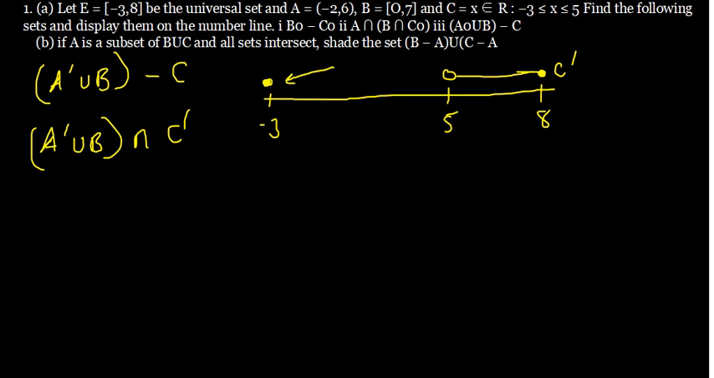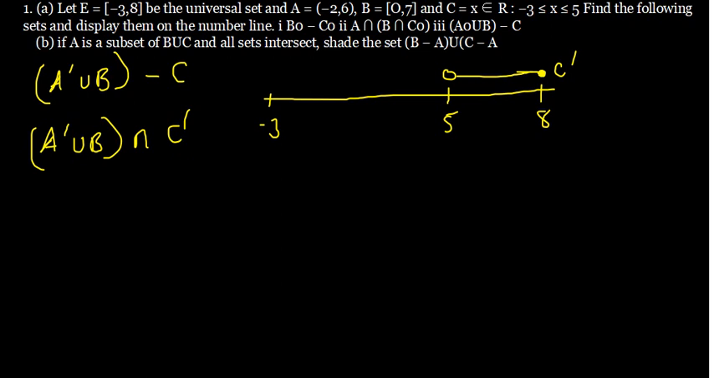Now -3 is in C, meaning that it is not going to be in C complement, and that's where the universal set ends. So we can't go this side because we don't have anything that side. It's out of the universal set. So I'll simply remove this part here. Okay, and then we want where it intersects with A complement union B.